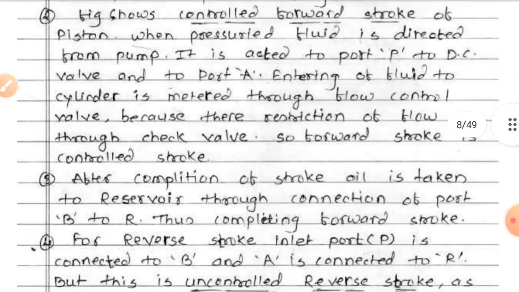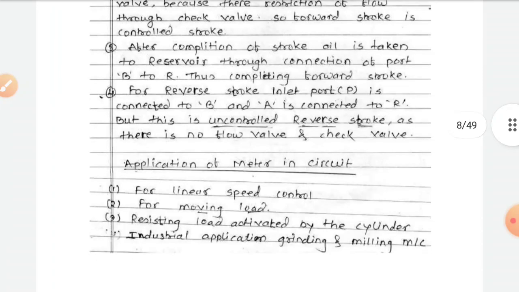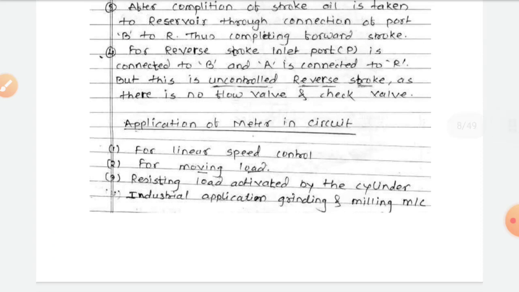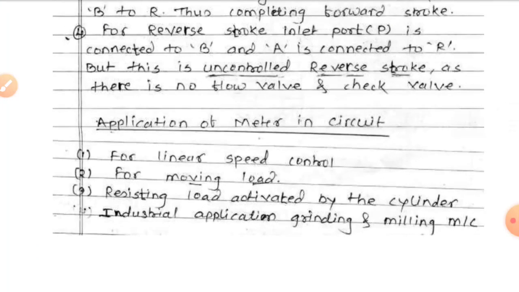So this is the explanation of meter in circuit. After that, what are the applications of meter in circuit? So we discuss one by one. First application is for linear speed control. For this type of circuit we can use it for linear speed control.